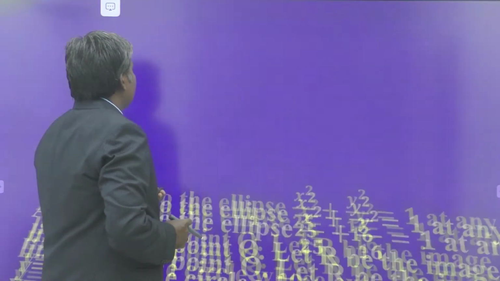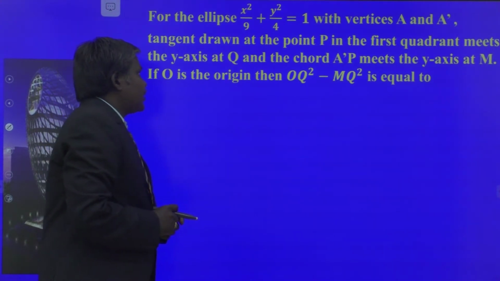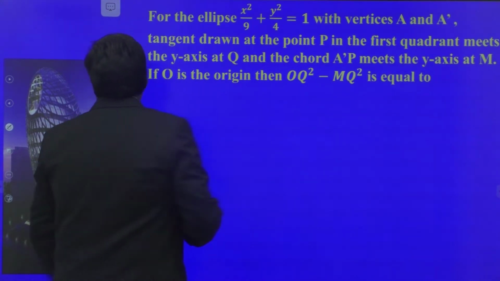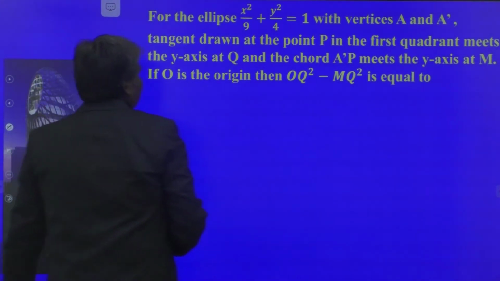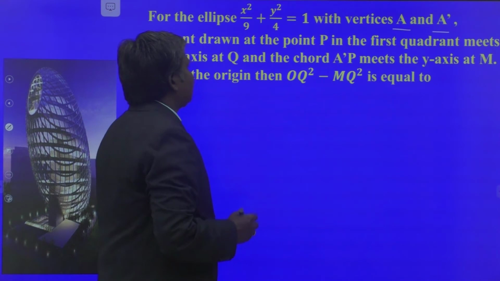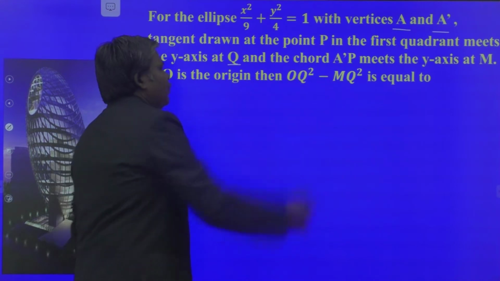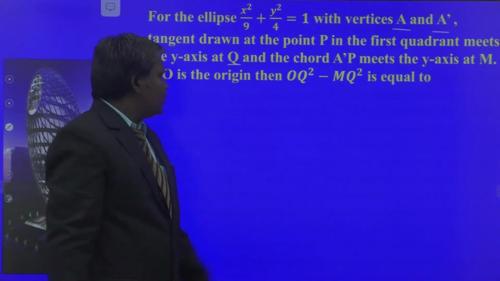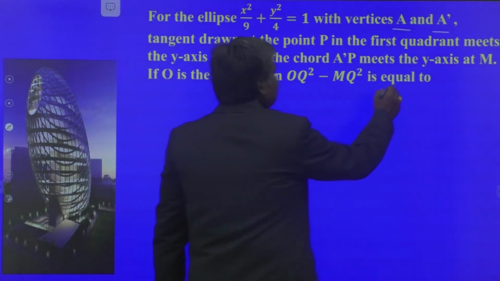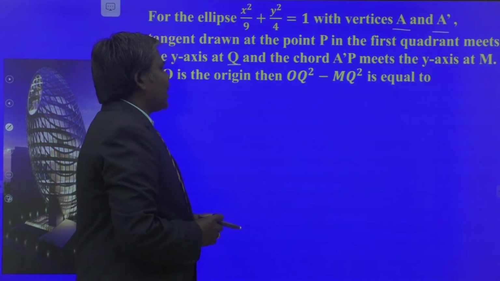Now let us move to the next question. For the ellipse x square by 9 plus y square by 4 equal to 1 with vertices A and A dash. What are the vertices of this ellipse? A and A dash are the vertices. Tangent drawn at the point P in the first quadrant meets the y-axis at Q. P is any point taken in the first quadrant on the ellipse. That tangent meets y-axis at Q. And the chord A dash P meets the y-axis at M.